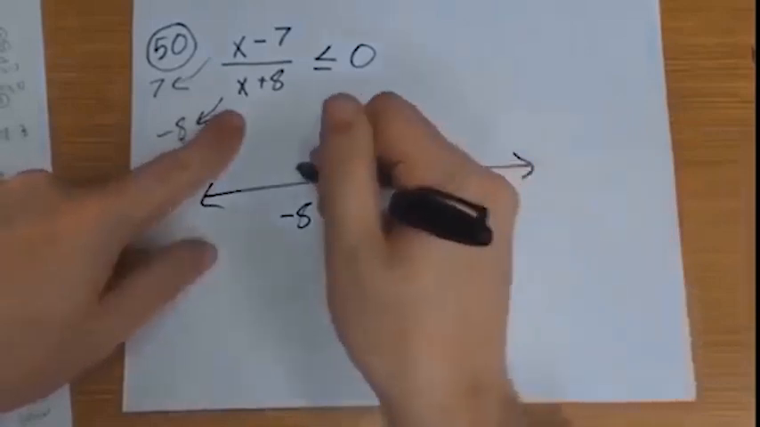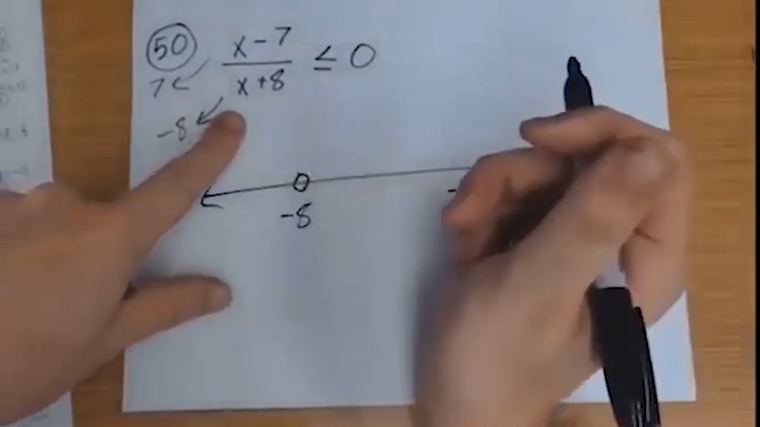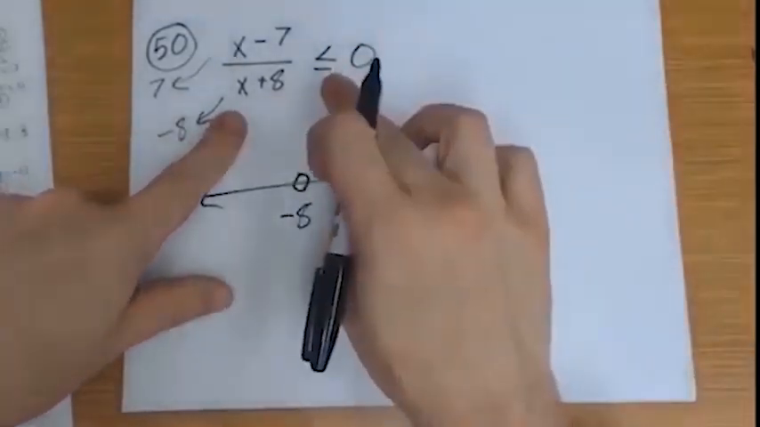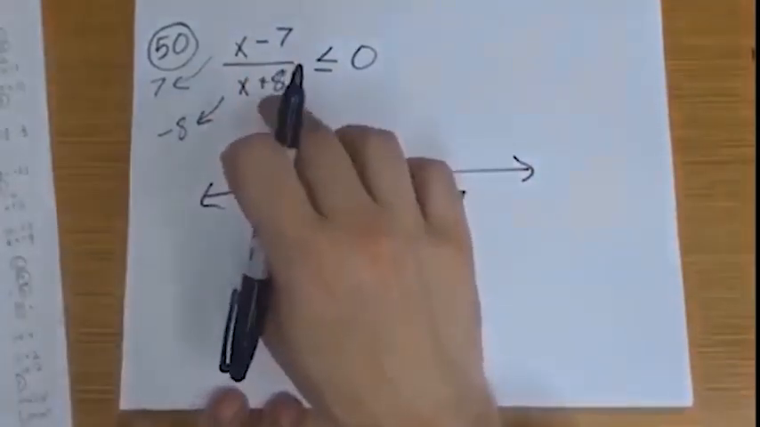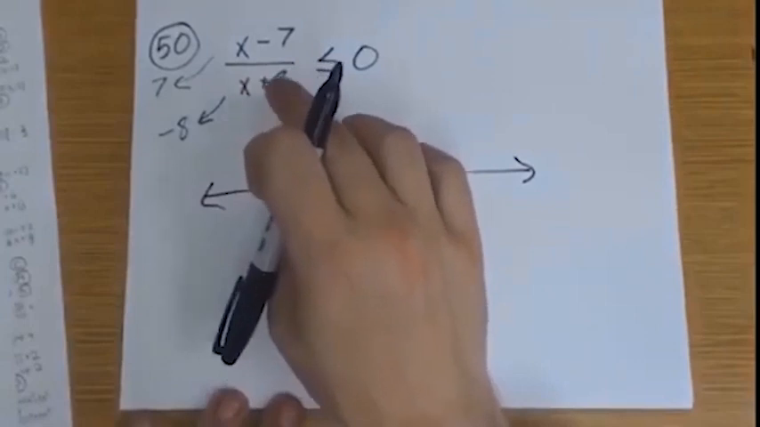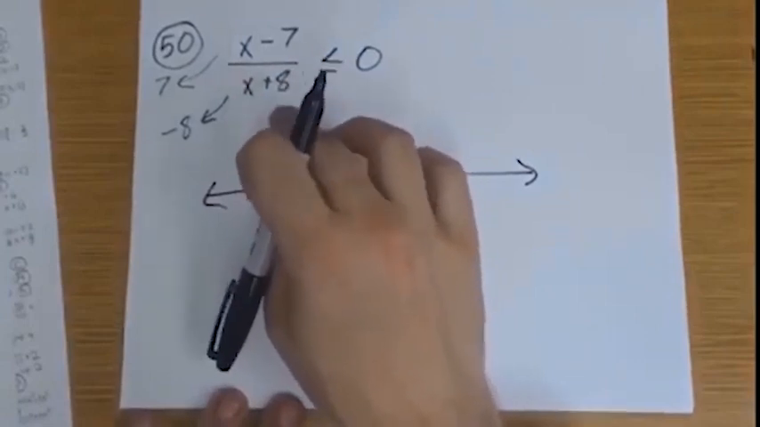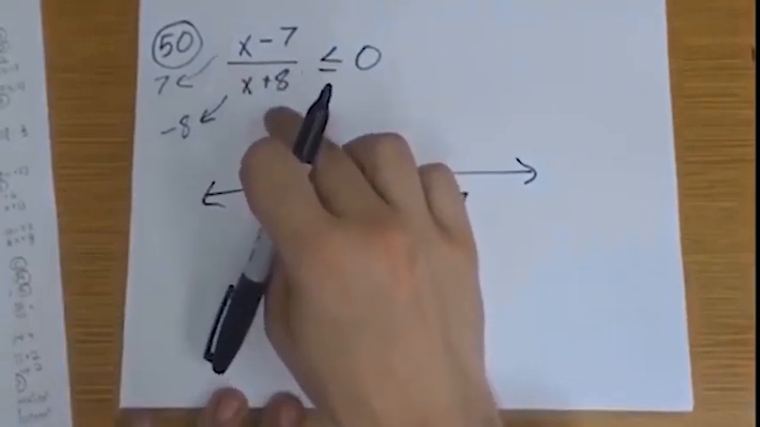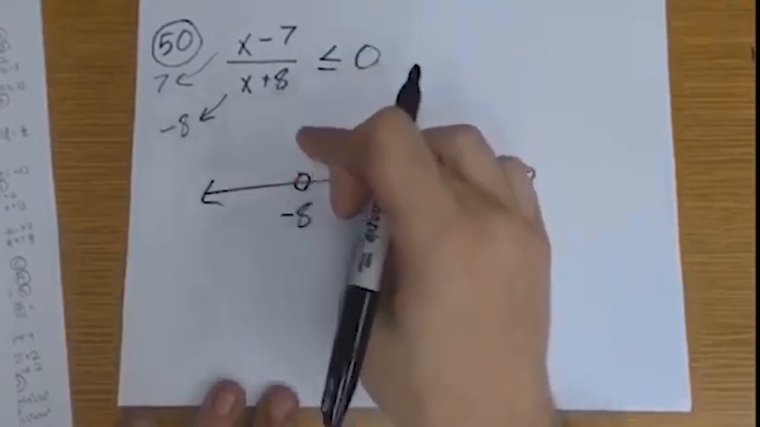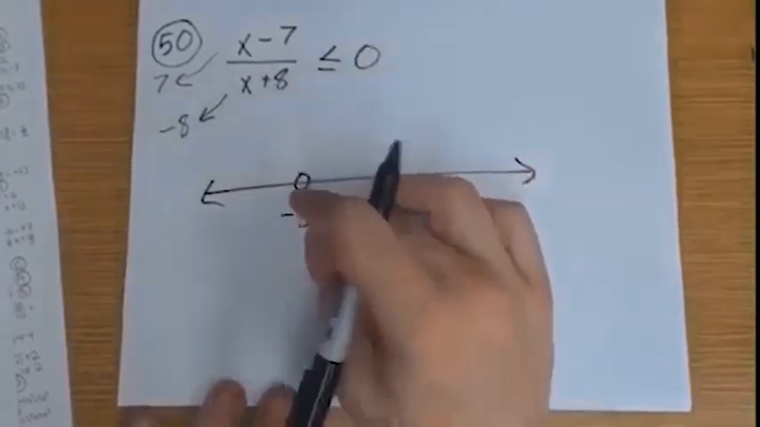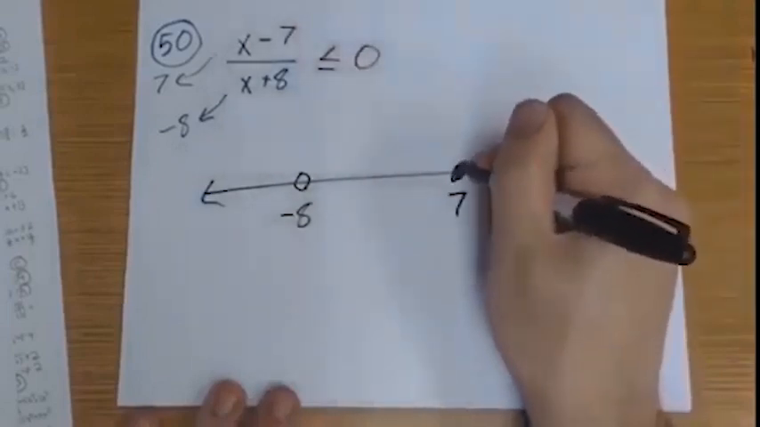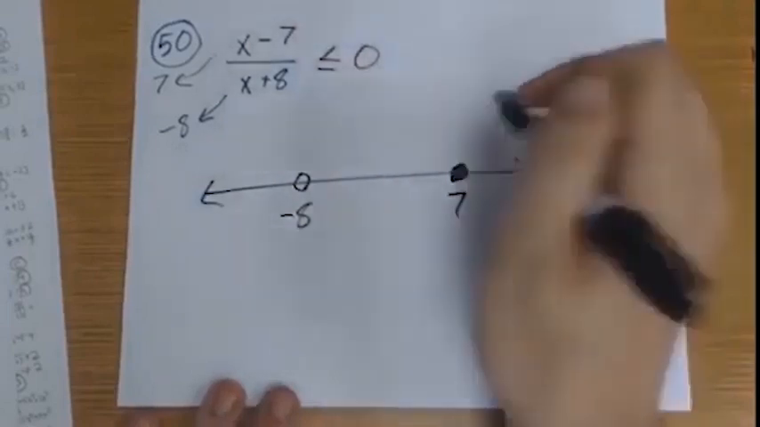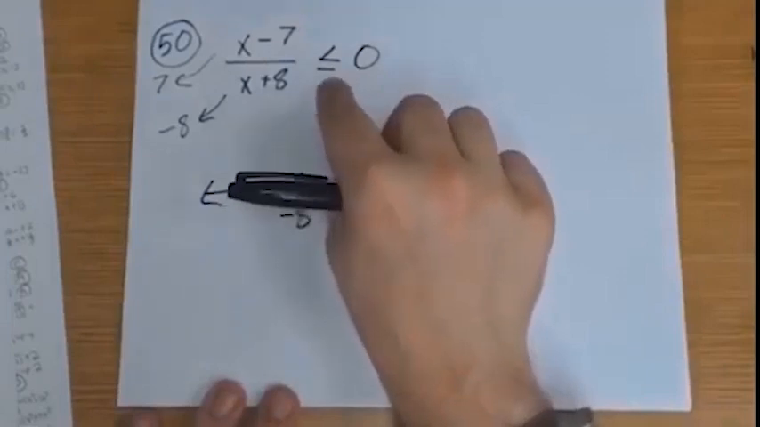The negative 8, since it comes from the bottom, is going to be an open circle. It doesn't matter that we have the or equal to here. We can never be equal to negative 8 because negative 8 plus 8 is 0. We cannot have 0 on the bottom no matter what. So since we can never have x equals negative 8, that's open. But the positive 7 is going to be a filled in circle because the rest of the problem has this less than or equal to.